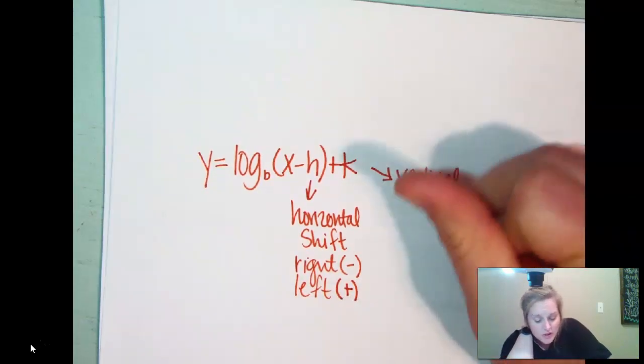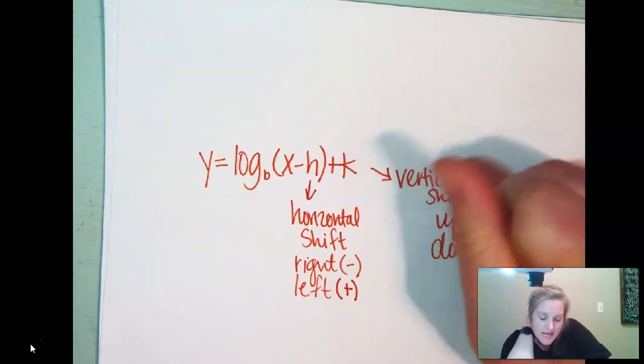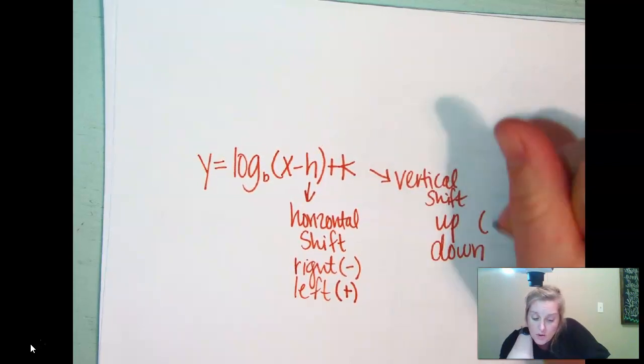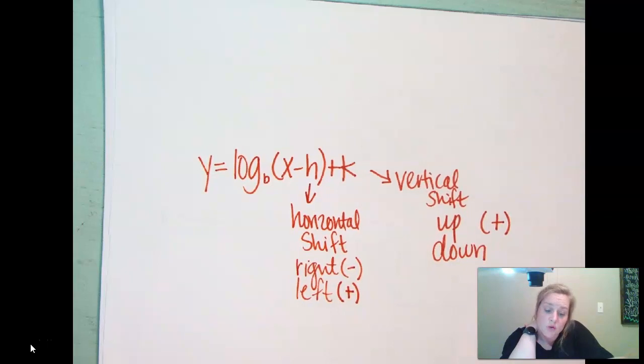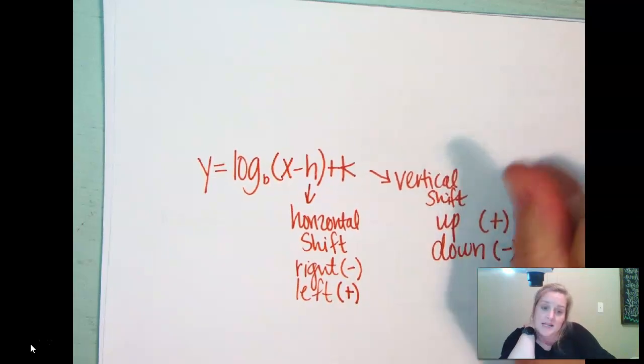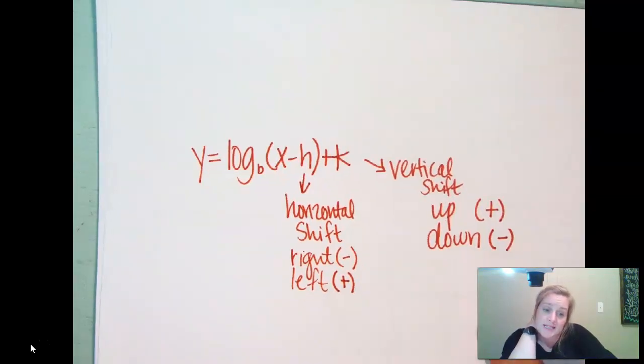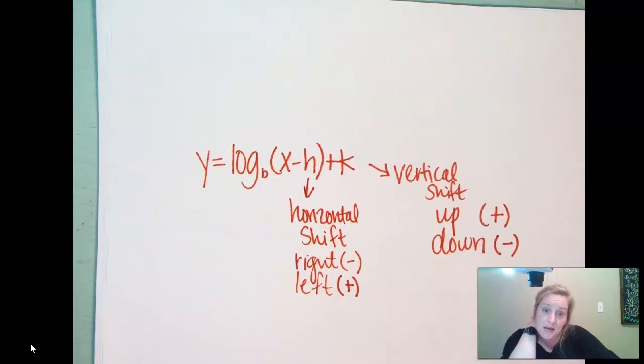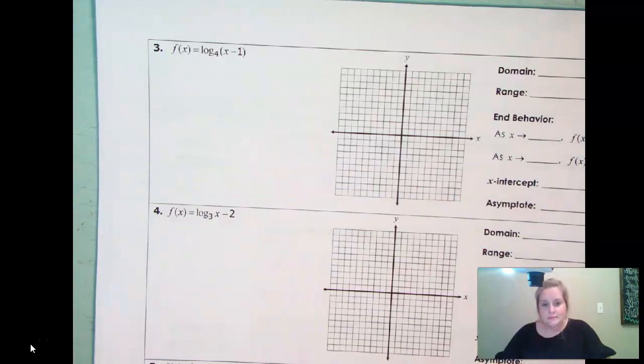Your vertical shift is your up and down. You know it's up if it's plus, just like normal, and down if it's minus. That's what we'll be using for today's lesson. Okay? All right, so let's do it.